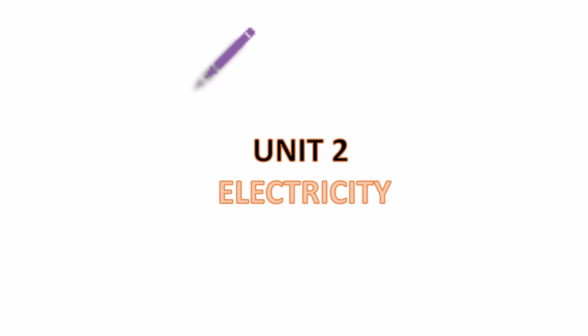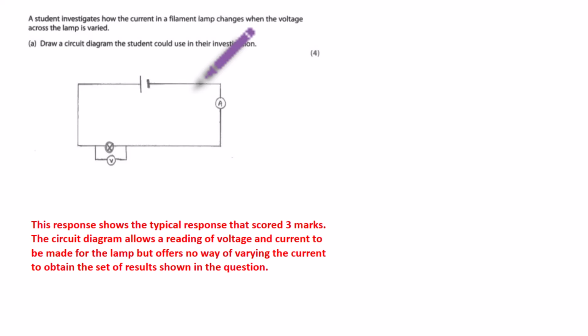Now we move on to electricity. The student investigates how the current in a filament lamp changes when the voltage across the lamp is varied. So guys, I have a suggestion for you. Since your exams are knocking at the door, I want you all to read a question and then very clearly identify, mark, and highlight the keyword in the question.